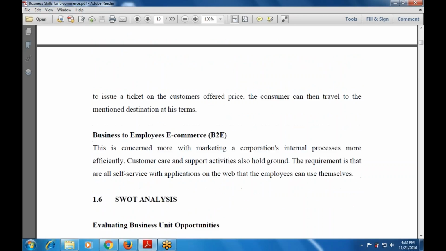Then B2E. One business party carries out marketing with internal processes more efficiently. That is business to employees, and customer care and support activities also hold ground. The requirement is that all self-service applications on the web can be used by the employees themselves. Every employee using these by themselves is known as B2E, business to employee e-commerce.